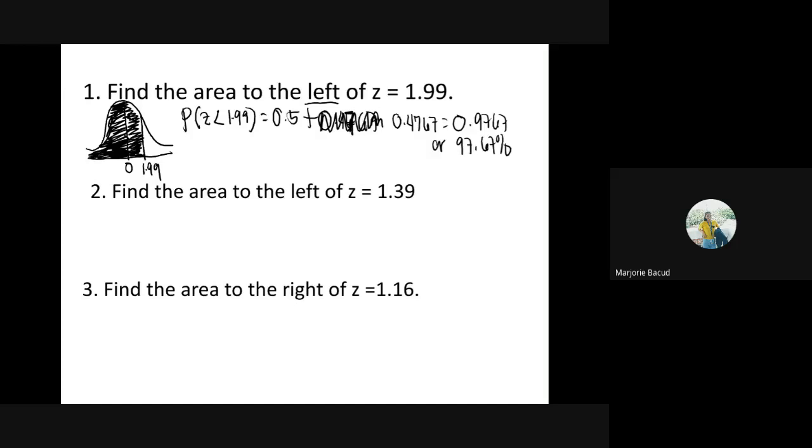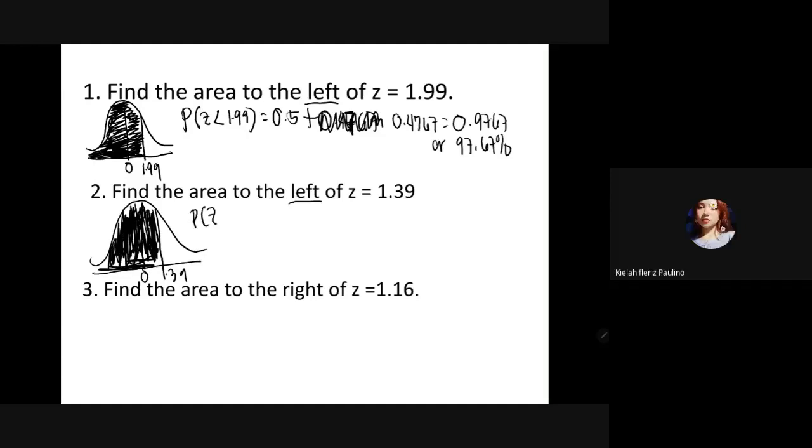Okay? Now, let's try number two. Find the area to the left of Z 1.39. The Z is 1.39, which is positive. So basically, that is above the mean. So this will be 0. You just approximate it. 1.39 to the left. So we are concerned with the left. So this one is the left. So I'm going to ask you, is it plus 0.5 or minus 0.5? Plus. That's correct. Z less than 1.39. It's plus because we were able to shade more than 50% of the graph. This is the middle. This is 50%. So we shaded more than that.